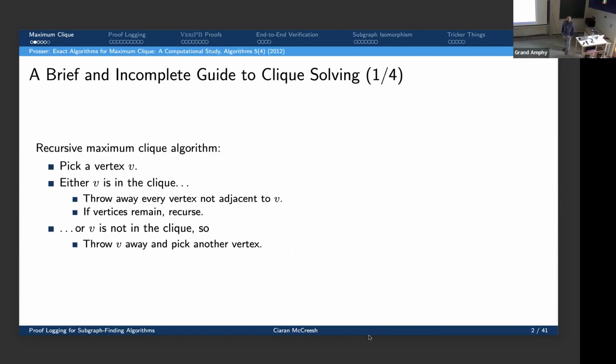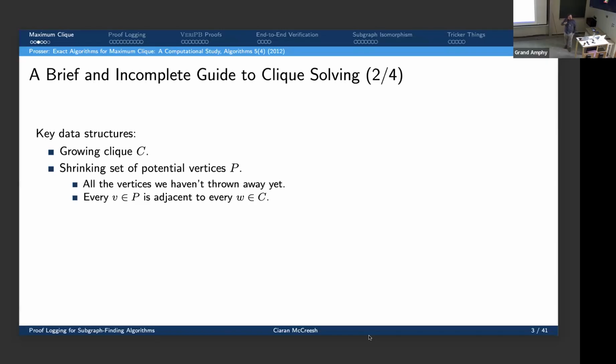We're going to pick some vertex v, and we're going to decide either v is in a maximum clique or v is not in a maximum clique. And we're going to branch. Suppose v is in the clique, we just throw away every vertex not adjacent to v. And then if we have some vertices left over, we're going to recurse and try again. Alternatively, v is not in the clique, so we're going to throw v away and pick another vertex and branch on that. So this is the basic idea behind the algorithm.